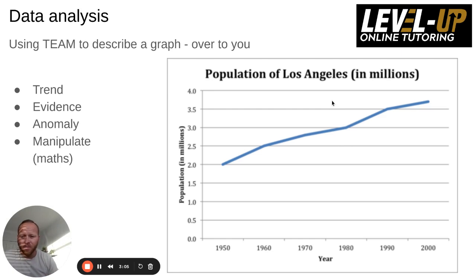And then we might do some simple maths. We call this manipulation. We'll say overall, the population has increased by, and just do some simple maths here, 2 million to 3.7 million. So overall, it's gone up by 1.7 million, something like that. Hopefully that's been useful. That's how we use TEAM to describe a graph or a map.